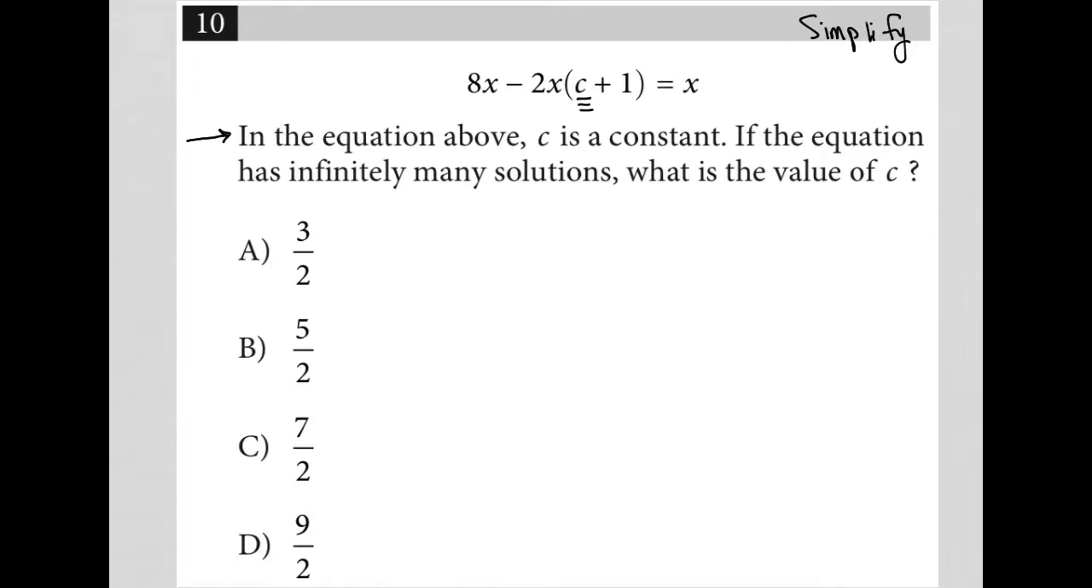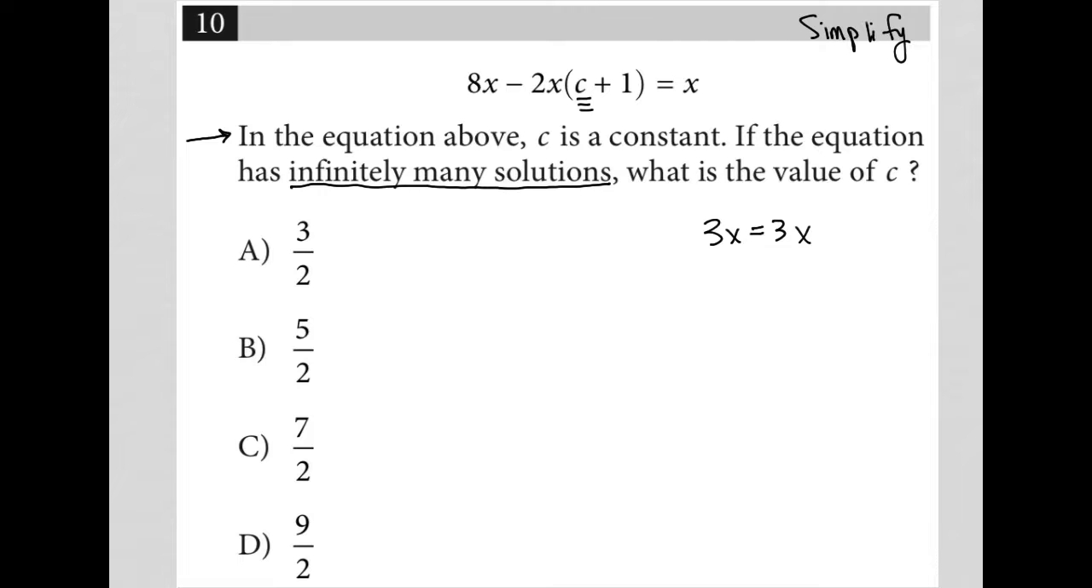The question says, in the equation above, C is a constant. If the equation has infinitely many solutions, what is the value of C? All right. So infinitely many solutions. Infinitely many solutions when you have an equation just means that both sides of the equal sign are the exact same value, right? So let's say you solved or simplified an equation and you ended up with like 3x equals 3x. That would represent that you have infinitely many solutions.